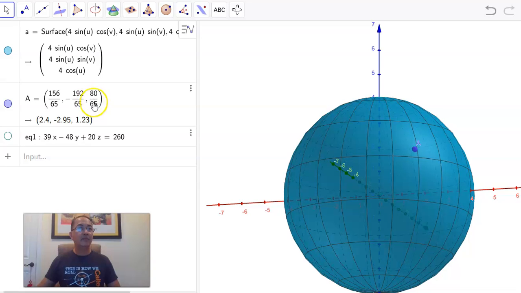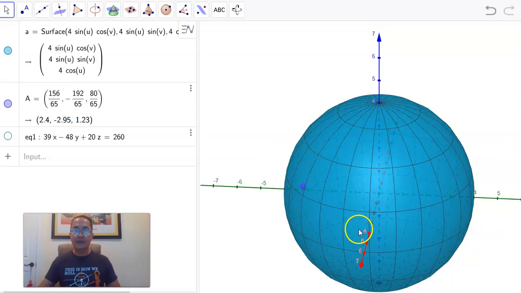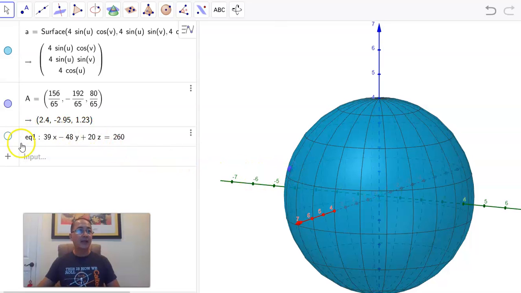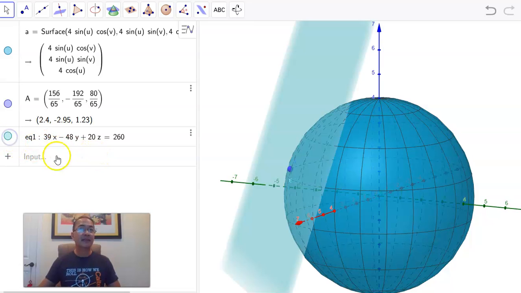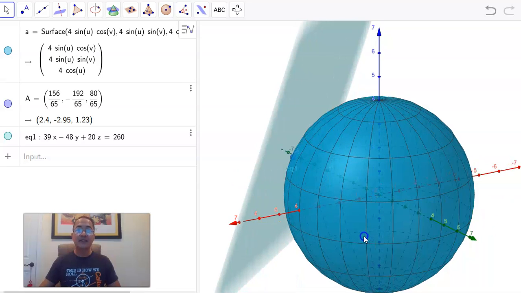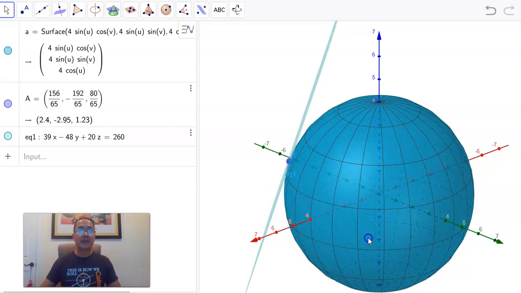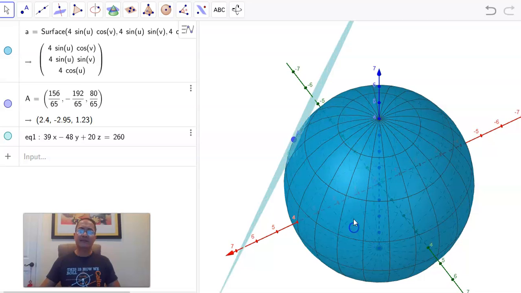Alright, so I have plotted the point that we are given on this sphere, and we can check that that blue dot really is on that sphere. I have entered the equation of the plane because who knows, I might have made a mistake. Never happened to me, right? So let's see. There's our tangent plane, and yeah, it looks like it's just kissing the sphere at exactly that one point.